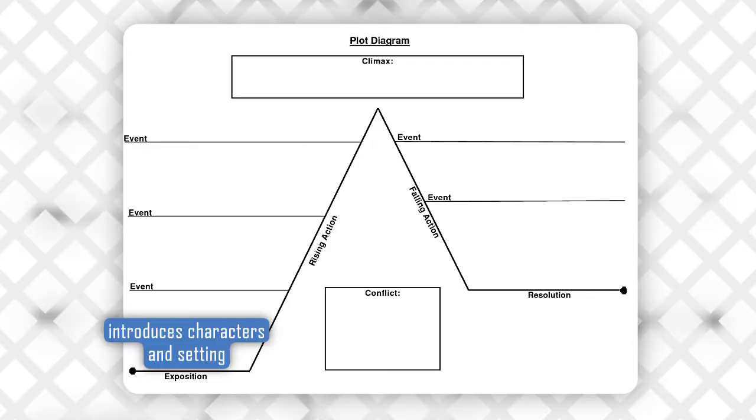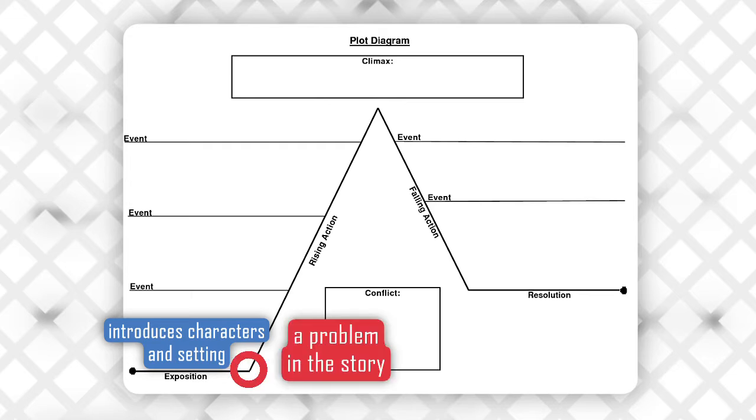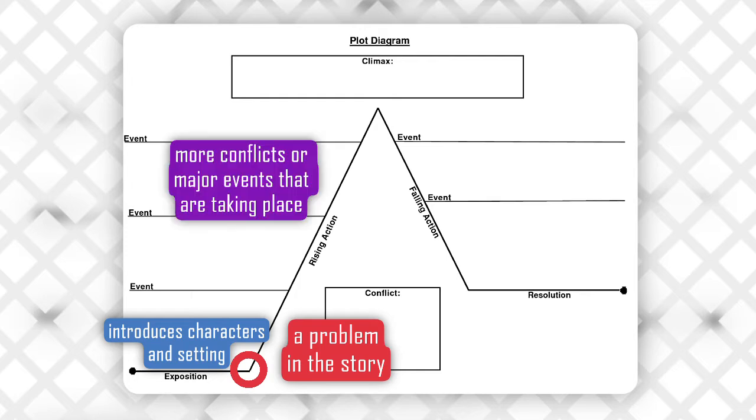Looking at our plot diagram, we start with the exposition. In the exposition, we are introduced to characters and the setting of the story. From there, we move on to the conflict, and that's where that little circle is. That's a problem in the story. It is what causes an increase in action, and it's something that normally needs to be fixed. From there, we move on to rising action, that section in purple, and that's where we're getting more conflicts and more major events that are taking place throughout the story. And notice that the rising action takes a while, okay?